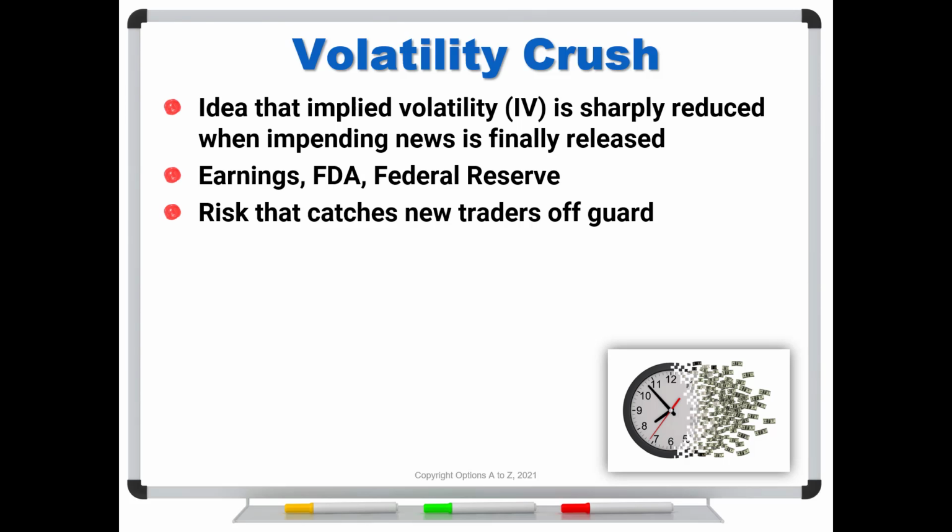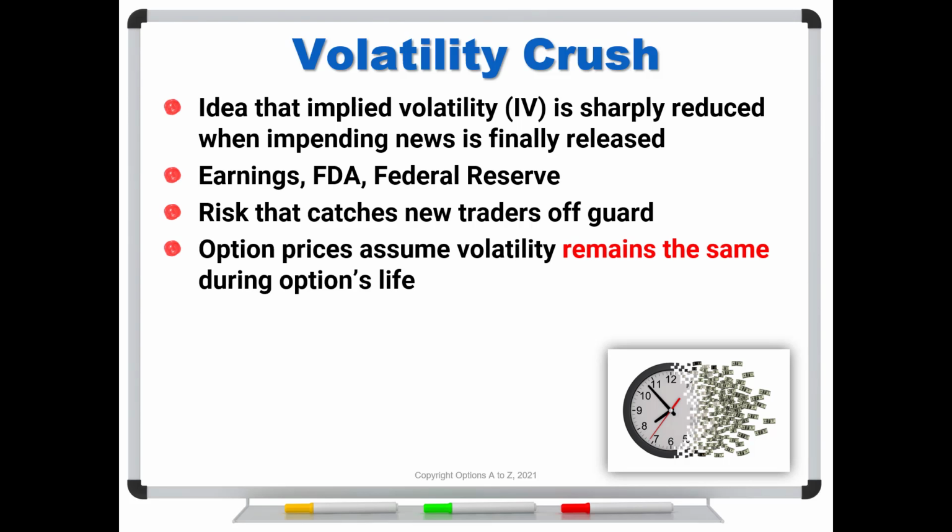And one of the traps that traders step into is they might look at their broker's platform and say, oh, my option's got a theta of 10 cents. So it's only going to lose 10 cents between today and tomorrow. But what they don't realize is that the numbers that you're looking at on your broker's platform, those option prices assume that volatility remains the same during the option's life. That's one of the main assumptions of the Black-Scholes model.